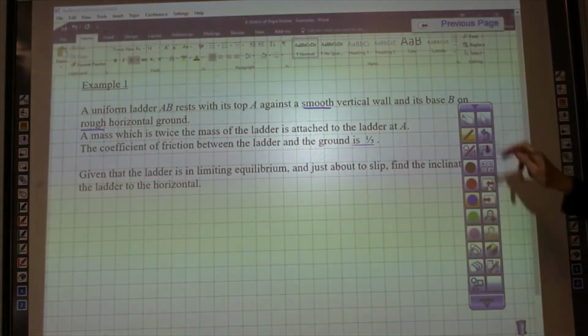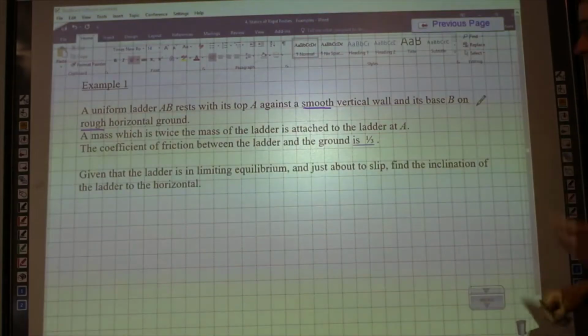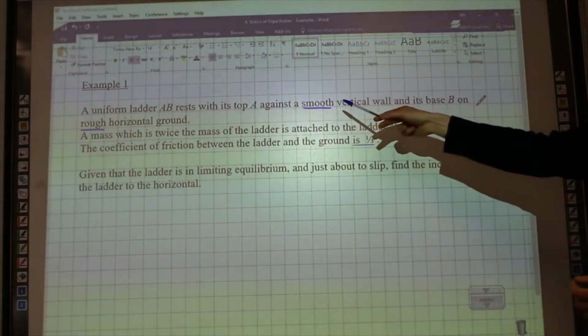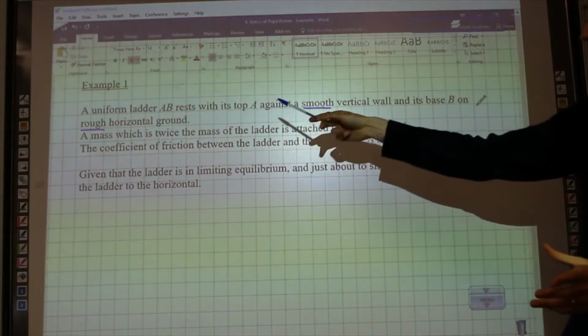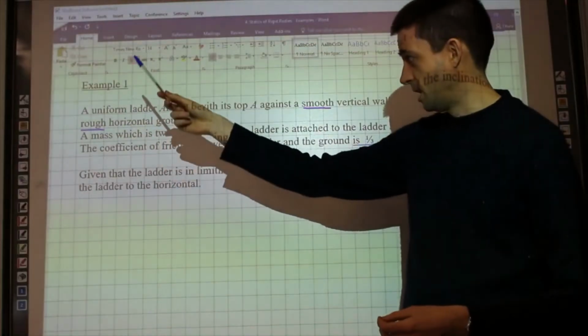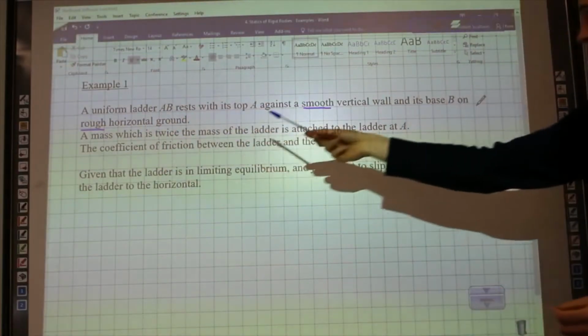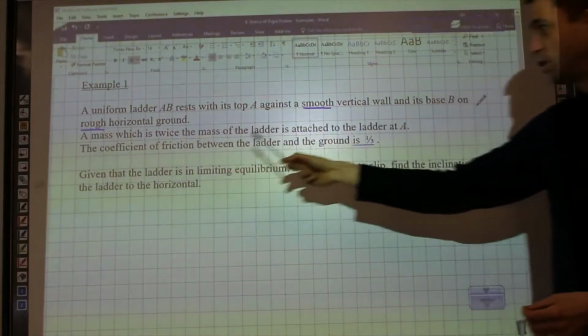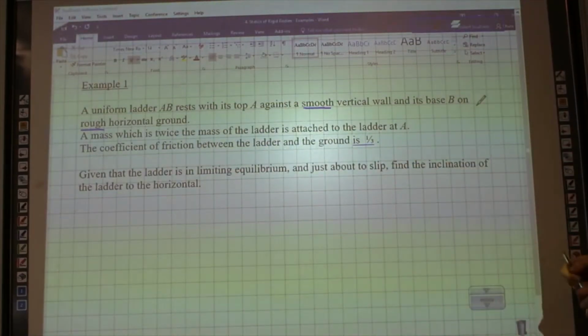Quick recap of the question to check that I've got all the information forces labelled on the diagram. Top A against a smooth vertical wall, so I didn't draw any friction in at A. Its base B is on rough horizontal ground, so friction went in there. A mass which is twice the mass of the ladder, I've dealt with that. The one thing that I've missed, coefficient of friction between the ladder and the ground is 1/3.